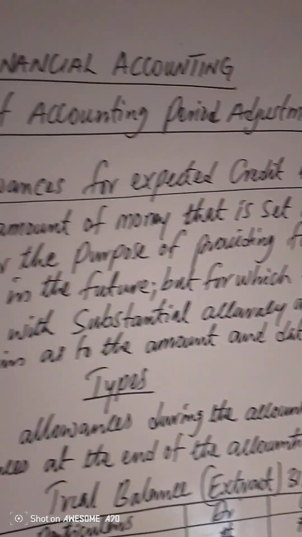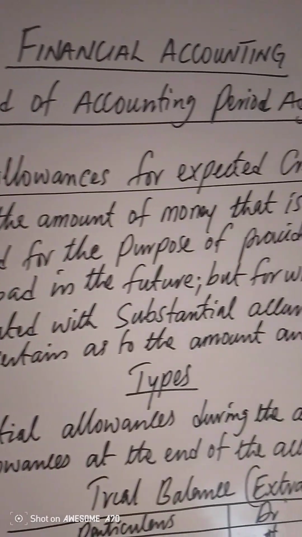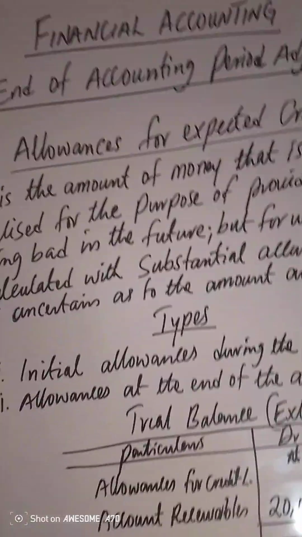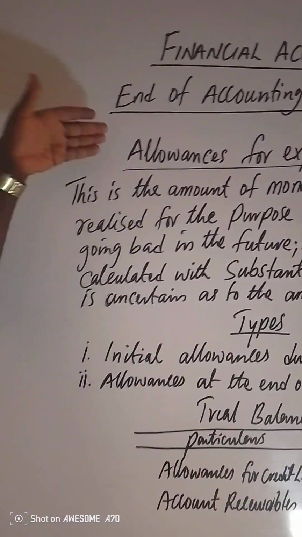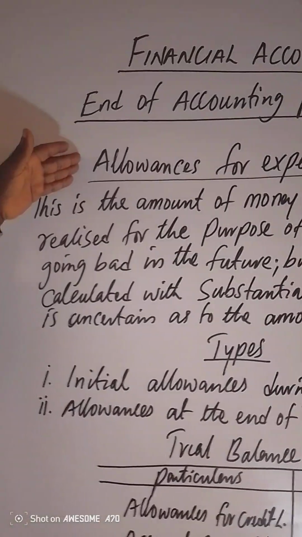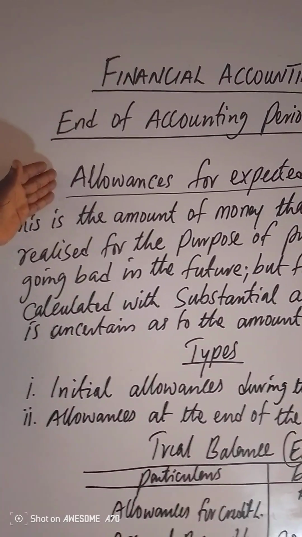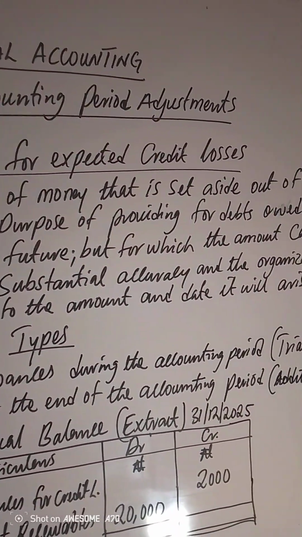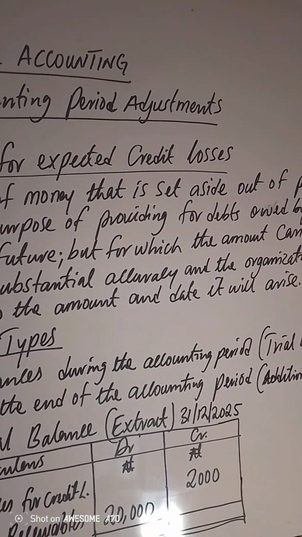Number one, we are talking about allowances for expected credit losses. What is formerly called provision for bad and doubtful debts. This is a new name based on International Financial Reporting Standard. But initially, what most learners knew is what is called provision for bad and doubtful debts.